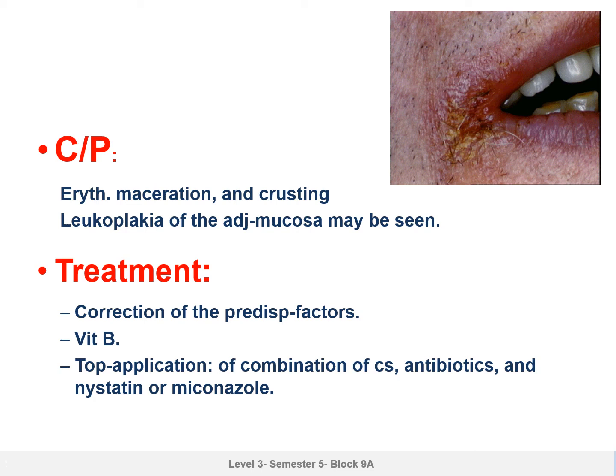This angular cheilitis is treated by correction of the predisposing factor, which is very important. You can give the patient vitamin B and topical application of combined steroid, antibiotic, and nystatin or miconazole, which are antifungal. So the patient is treated by combined therapy of agents targeted for the cause.